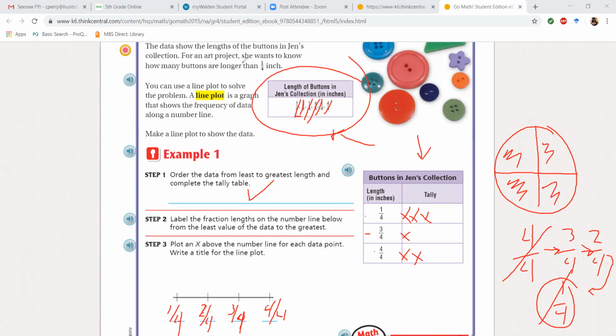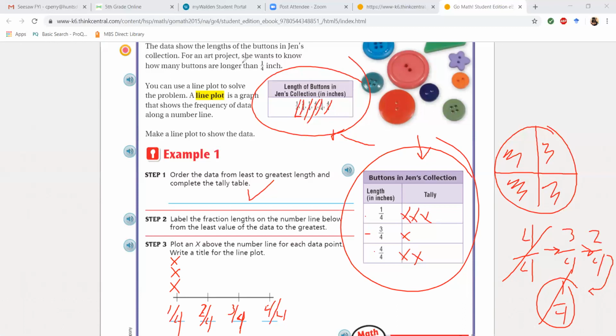Okay, so 1/4, 2/4, 3/4, 4/4. Now the next thing we have to do is to use our tallies over here and put them in our line plot. So under 1/4, how many X's am I going to put above the 1/4? What do you think, Dibble? Yeah, you're right. We're going to put 3 X's above the 1/4 because going back to our tallies, there are 3 X's at 1/4.